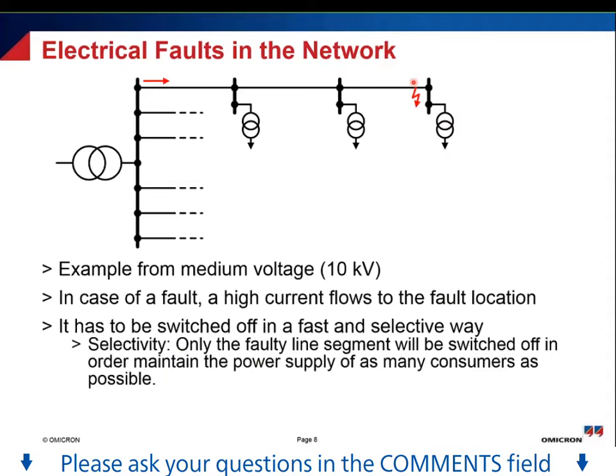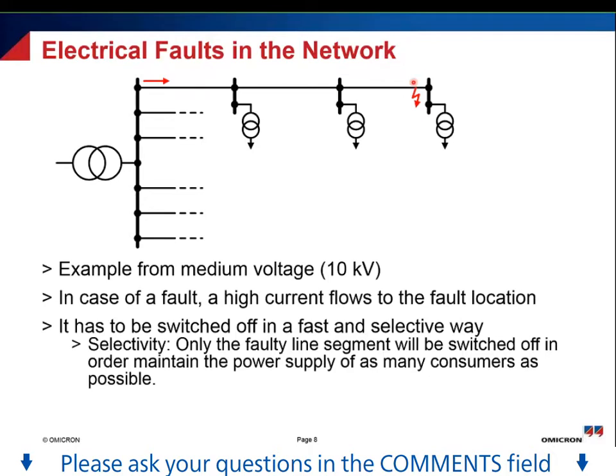but it doesn't need only to be switched off, it needs to be switched off fast and selective. Well, fast is pretty easy, it should be switched off as soon as possible. But what does selective mean? Well, selectivity means that only the faulty line segment will be switched off. And in this case, then you will be able to maintain the power supply of as many customers as possible.